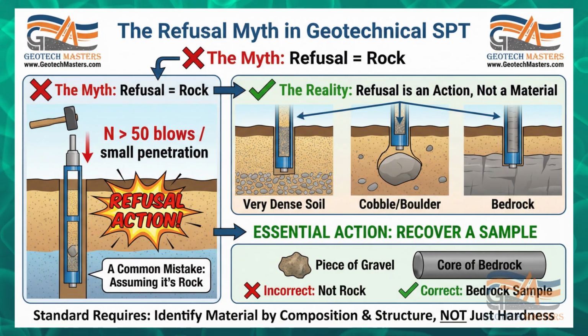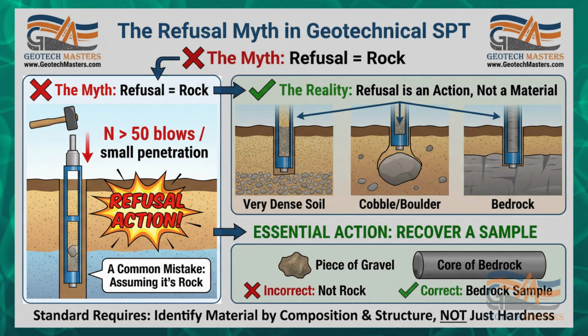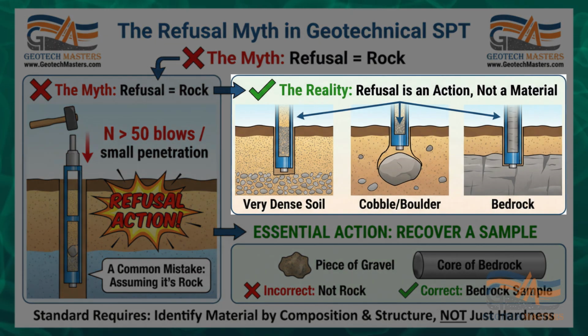Let's talk about a common mistake in the field. We call it the refusal myth. Many engineers assume that when the standard penetration test, or SPT, hits 50 blows for very little penetration, they have hit rock. We call this refusal. However, refusal is an action, not a material description. Very dense soil can cause refusal. A large cobble or boulder suspended in a soil layer can cause refusal.